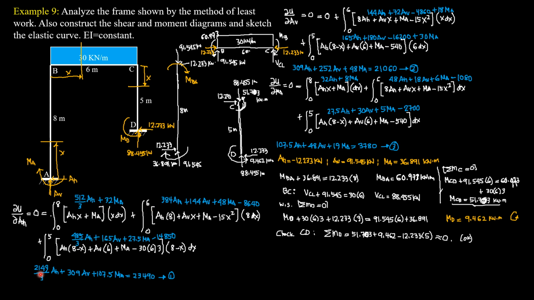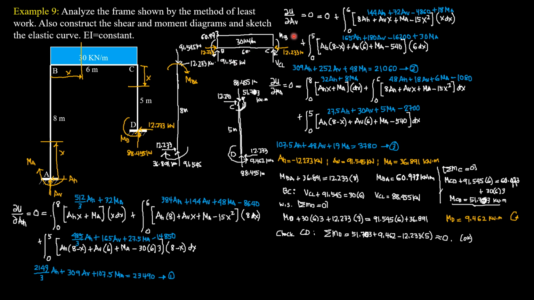Then combining like terms, we have 2,149 over 3 AH plus 144 plus 165 AV is 309 AV, and 32 plus 48 plus 27.5 MA, 107.5 MA. Then transpose the negative constants to the right. So we have 23,490. Call that equation 1.